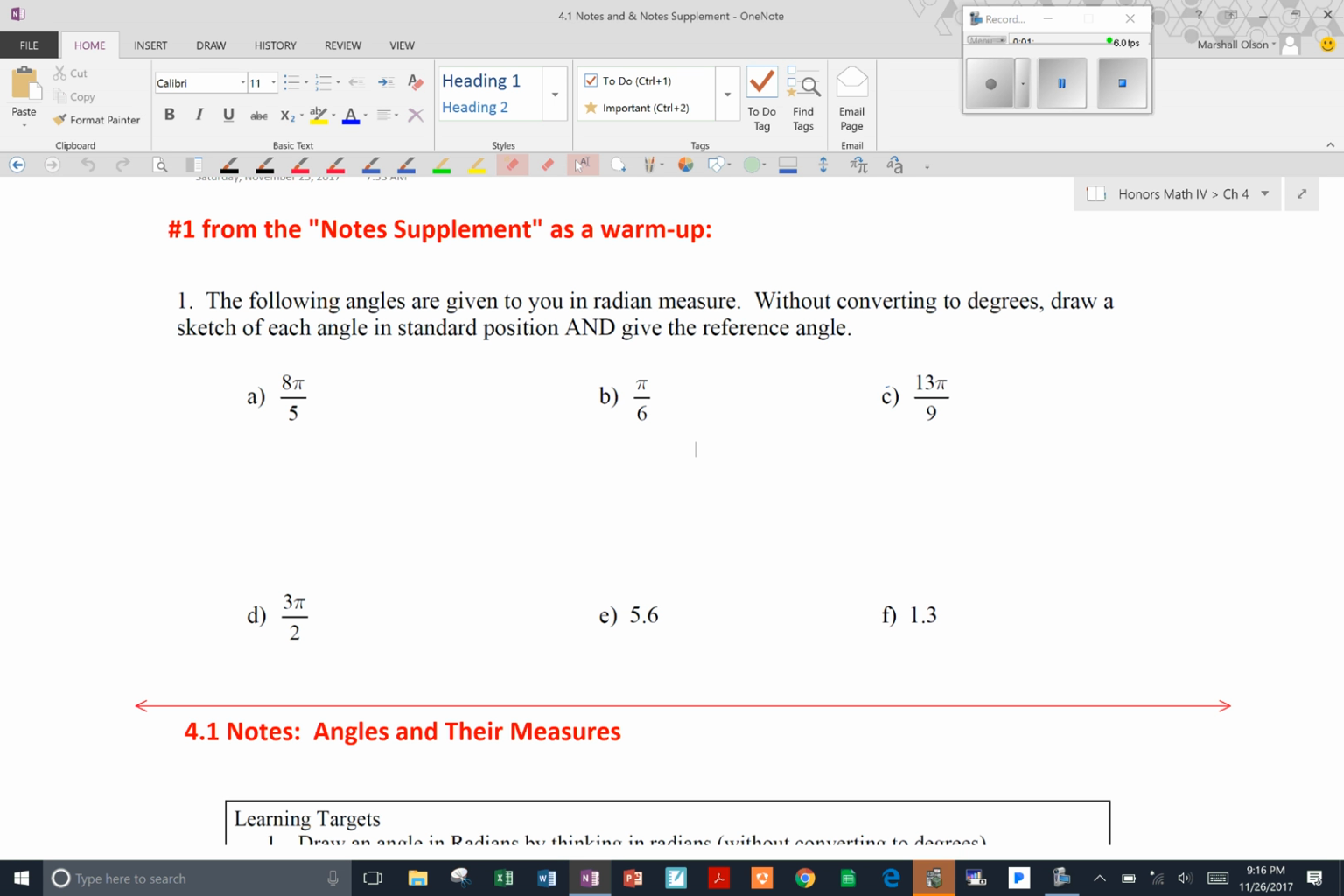So normally I give this to classes, and just to find out what they remember from Algebra 2, I ask them to sketch these angles. So we're going to go through these together. I'll give you some hints along the way. Sketching angles that are in radian measures.